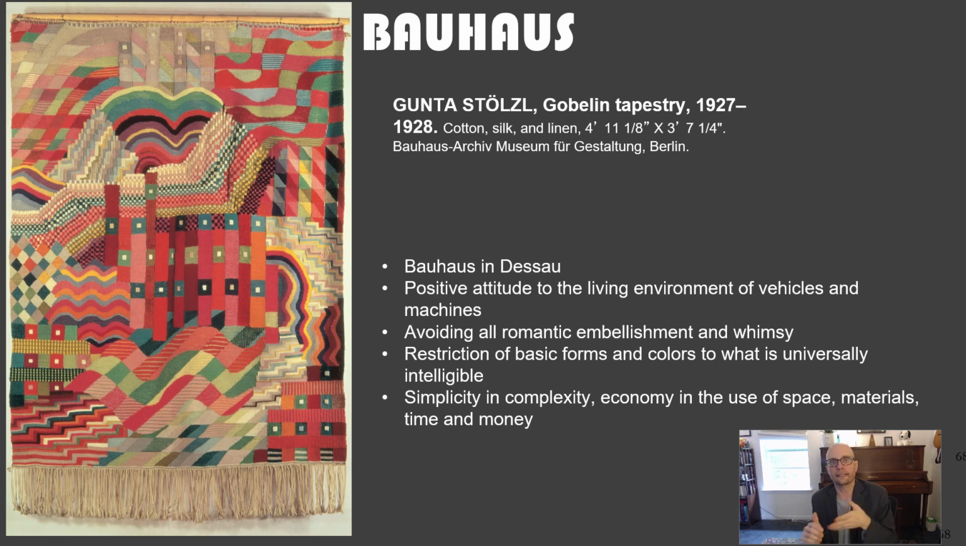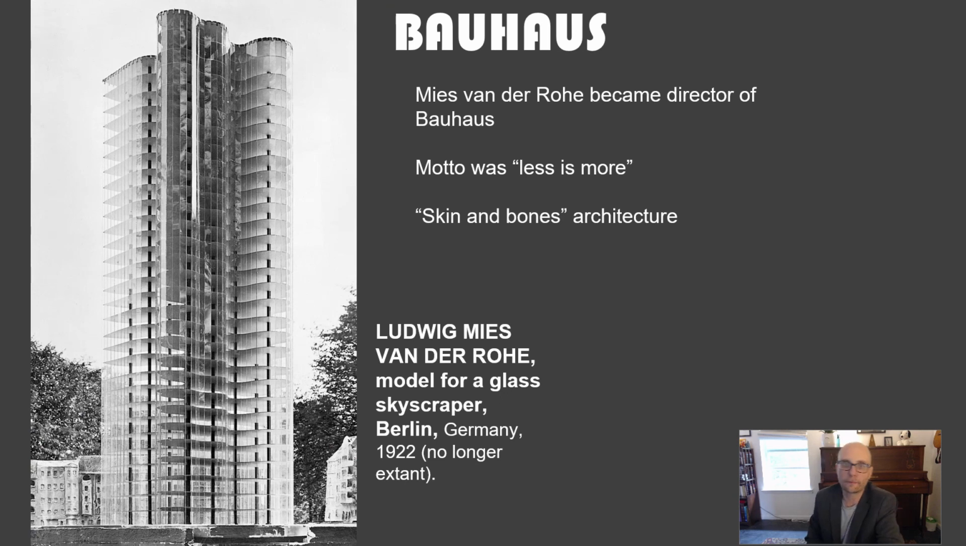And it's an aesthetic that will overshadow the entire history of modern art. This idea that there's a certain purity in letting the materials speak for themselves. If you have a skyscraper made out of steel and glass, let it look like steel and glass. And we can see that in the work of Mies van der Rohe, the final director of the Bauhaus, whose motto regarding architecture was "less is more." You can see that in this model for this skyscraper. Mies van der Rohe really is the father of the modern skyscraper.